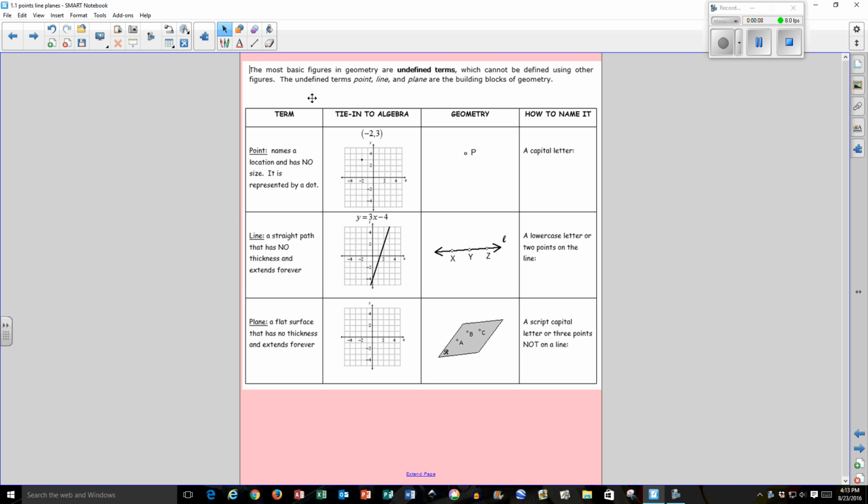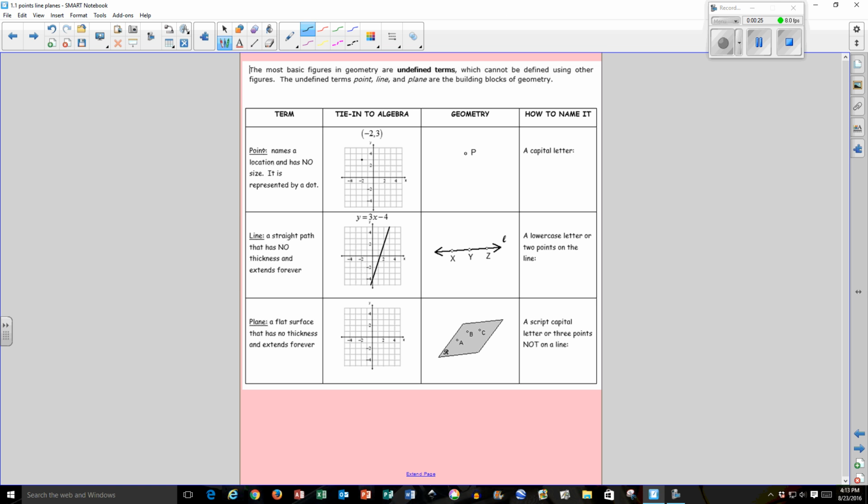All right, so first thing we're going to do is just talk about some undefined terms. These are undefined terms which cannot be defined using other figures. The undefined terms, point, line, and plane, are the building blocks of geometry.